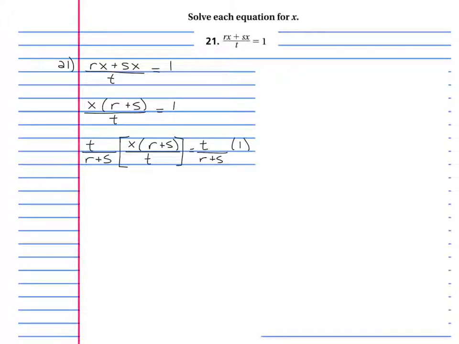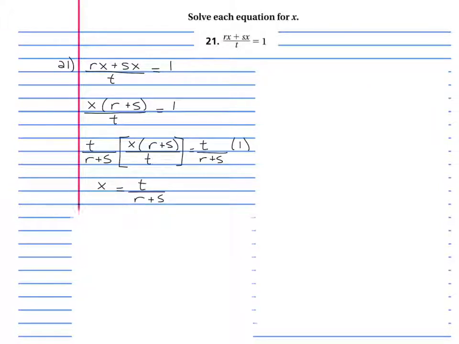Okay? Now, yes, I know that the x is there as well. That's fine, though. When I take this thing, it's essentially like it's a coefficient, and you multiply by the reciprocal. Watch what happens. This r plus s is going to cancel out here. This t is going to cancel out here. And guess what's left? The x. What does that look like? It looks like that.